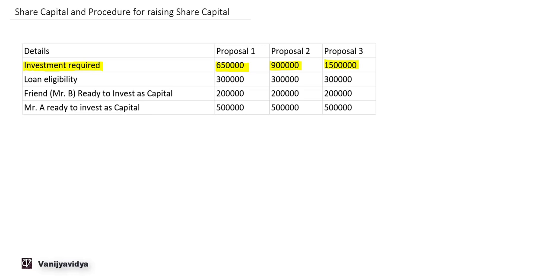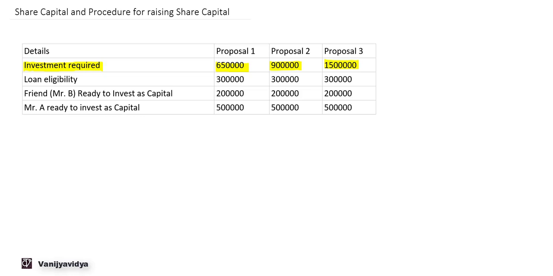Now loan eligibility, that is the loan that he will be eligible to get from a bank or some other sources. That is 3 lakhs for all three proposals. Then his friend Mr. B is ready to invest as capital 2 lakhs in each proposal. Then Mr. A is ready to invest as capital 5 lakhs in each. So Mr. A has 5 lakh rupees and is ready to invest it in the capital.